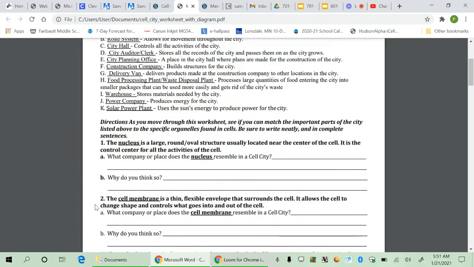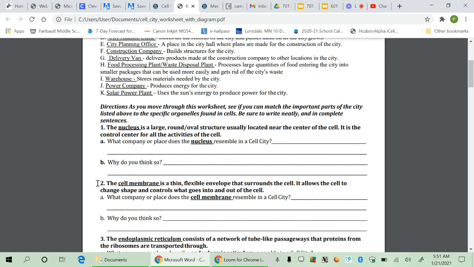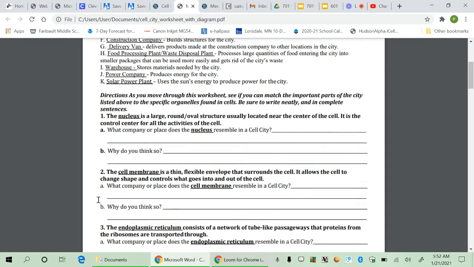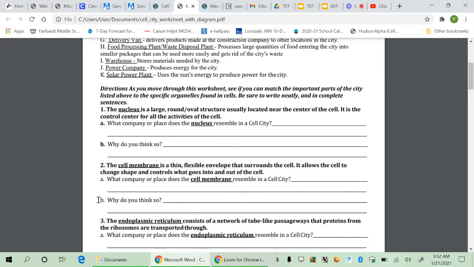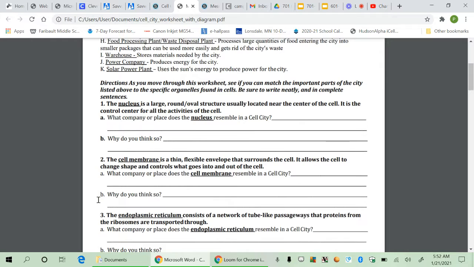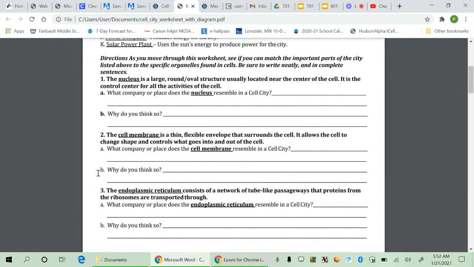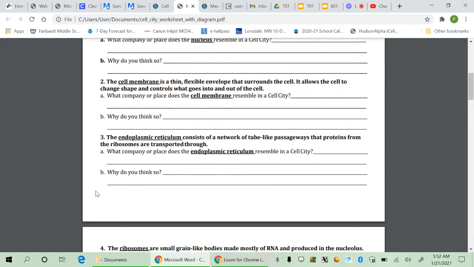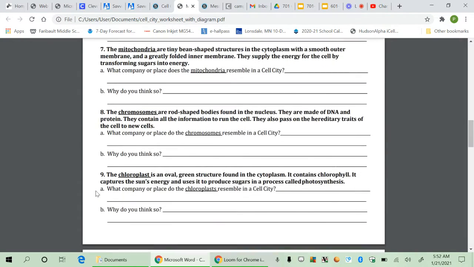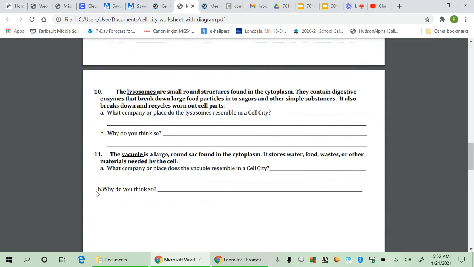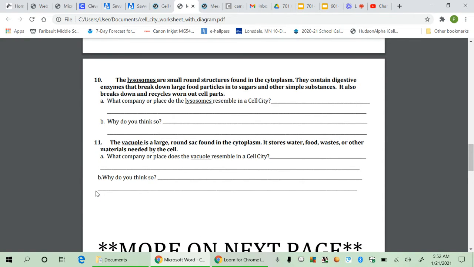So this will keep going through different parts of the cell. It gives you the function of that part, and you're matching it up with the company or place in the city. It is 4 pages long, or 2 pages front and back, but it's going to go pretty quickly. The reason that it's so long is, one, I gave you a lot of space to write your answers. You may not need that much space, but also it gives you the function of all of these parts again, and that does make it a little bit longer. It's going to go through 11 different cell parts. Some of them are only found in animals. Some of them are only found in plants.